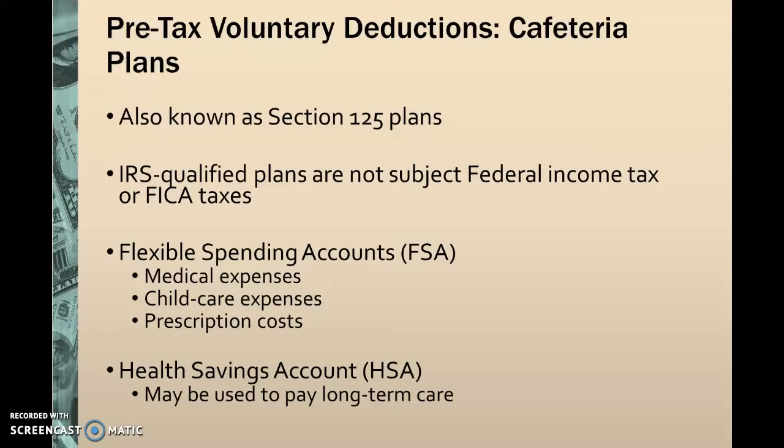One thing to keep in mind is that you do have to have receipts in order to justify the amounts that you want to take out of your flexible spending accounts, because you must use that money up within a 1-year period. The other pre-tax cafeteria plan is called a health savings account, which is HSA, and this may be used to help pay for long-term care. So these are some of the pre-tax voluntary deductions.